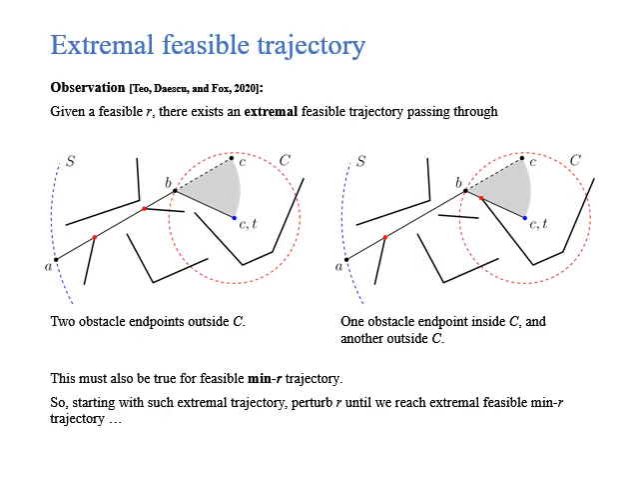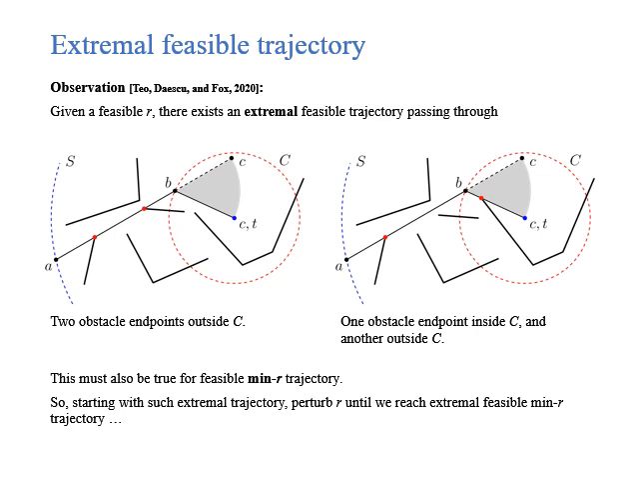So here we begin with an observation we have made in the past. First, note that the circle C in these images is the circle of radius r centered at the target point T. Now, given any feasible value of r, there is always an extremal feasible trajectory that passes through either two obstacle endpoints outside circle C, or one obstacle endpoint inside C and another one outside C. It is easy to see that this must also be true for the minimum feasible value of r.